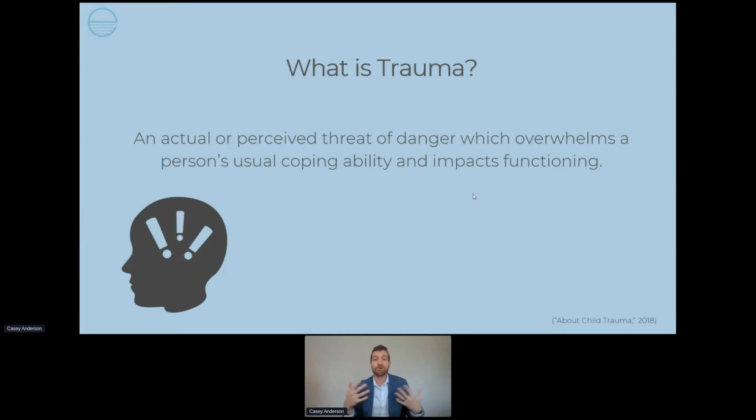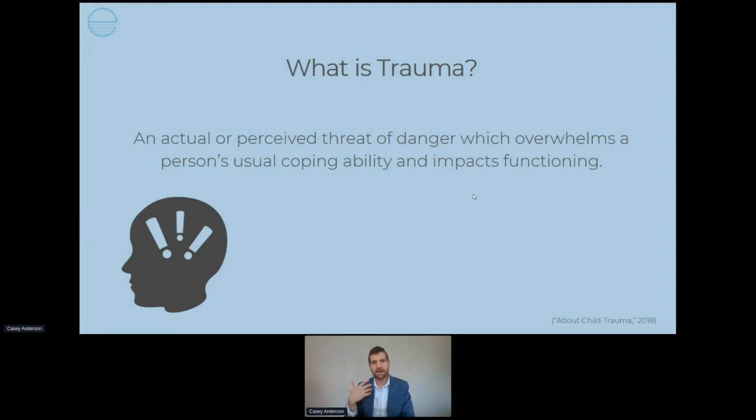They just aren't going to be able to manage the onslaught of distress that usually accompanies a traumatic event. And then the other key information to be mindful of as it relates to trauma is that the aftermath of the event itself usually has some kind of impact on a person's functioning in various settings or domains.